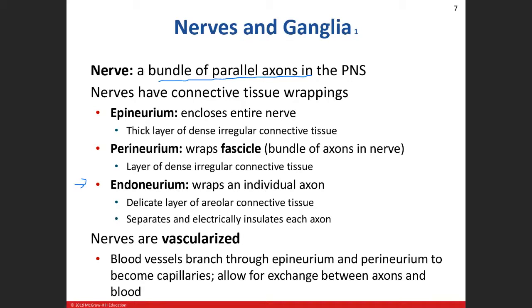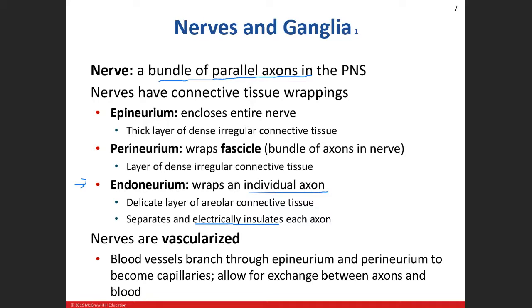So you've got an individual axon, which means you have an individual neuron. A neuron is a nerve cell. So this endoneurium is going to wrap itself around the individual neuron, the axon of the neuron. It's made up of areolar connective tissue, which is a loose connective tissue. And it helps to electrically insulate the axon, which means the nerve signal that's traveling down the one axon is not going to interfere with the nerve signal traveling down any of the adjacent axons because it's insulated.